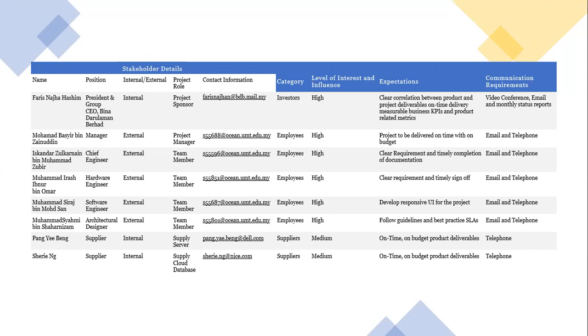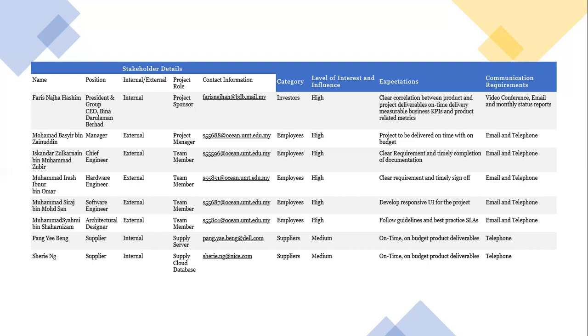So first off is Faris Najha Hashim, which is the president of the Bina Darul Aman Berhad. He is an internal, he is the project sponsor. His category is investor and has a high level of interest. His expectation of the project is clear correlation between product and project deliverables on time, delivery, measurable business KPIs.